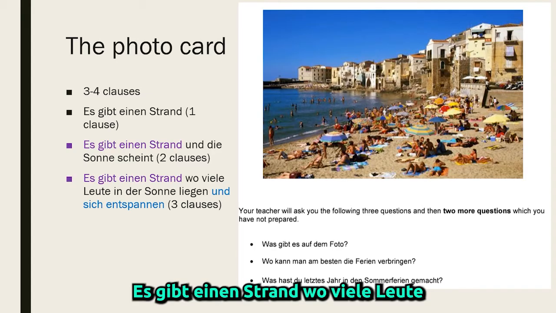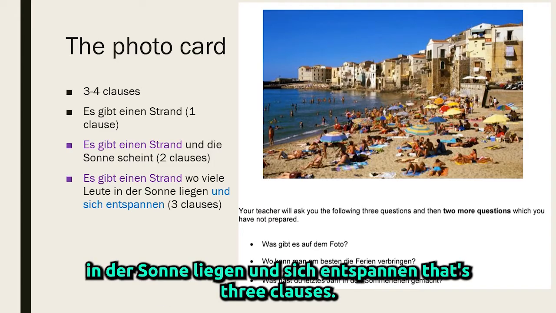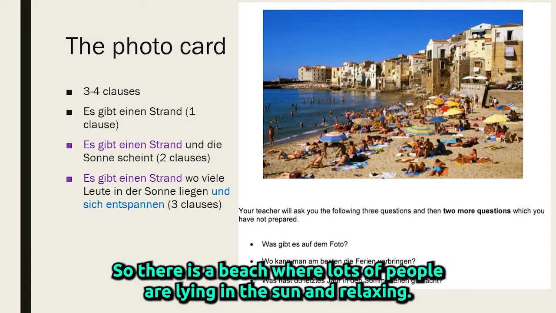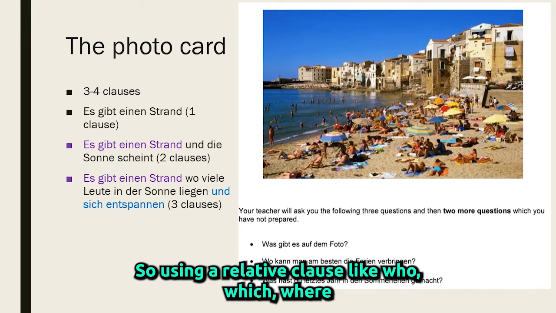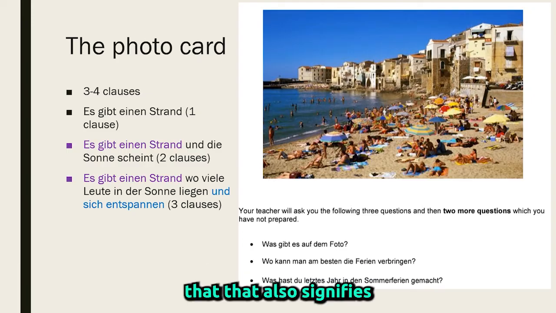Es gibt einen Strand, wo viele Leute in der Sonne liegen und sich entspannen. And that's 3 clauses. So there is a beach where lots of people are lying in the sun and relaxing. So using a relative clause like who, which, where, that also signifies another clause.